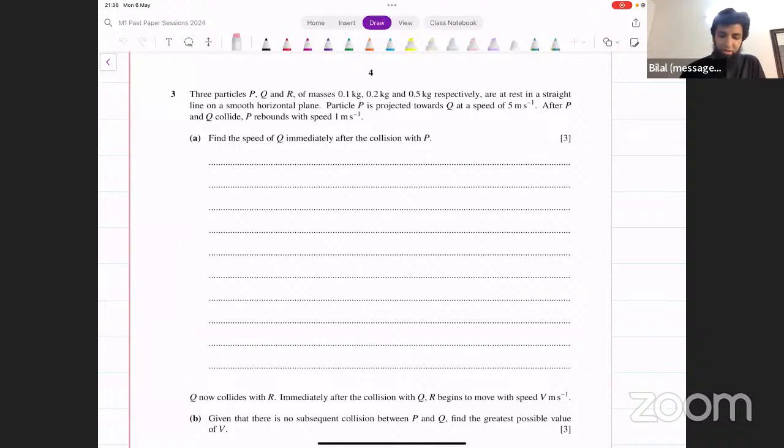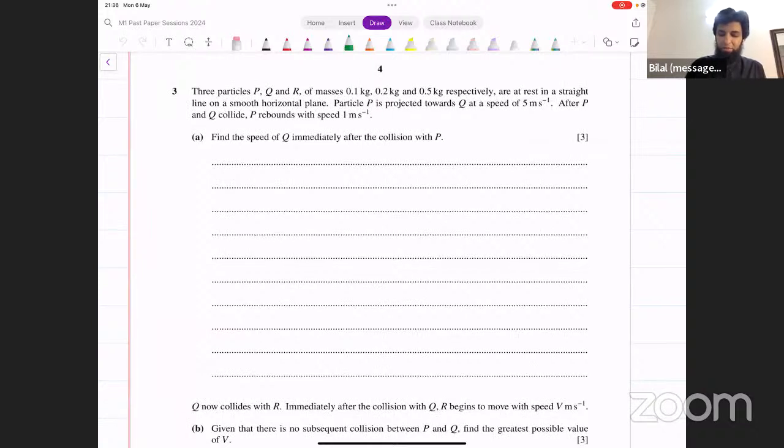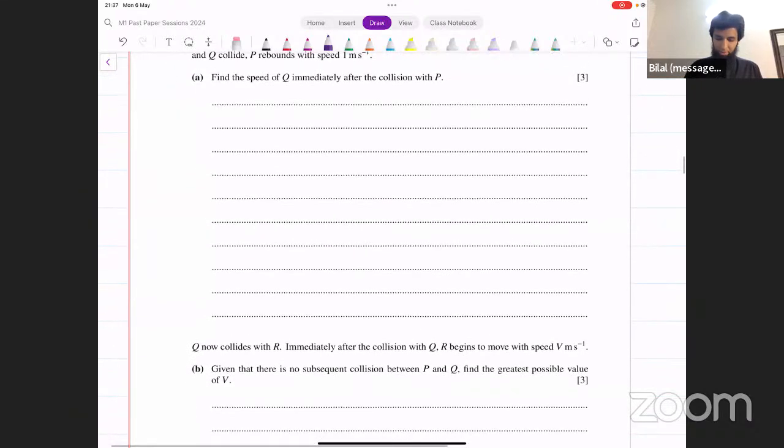Okay, it says three particles P, Q, and R of masses 0.1 kilogram, 0.2 kilograms, and 0.5 kilograms respectively. They are at rest in a straight line on a smooth horizontal plane. Particle P is projected towards Q at a speed of 5 meters per second. After P and Q collide, P rebounds with speed 1 meter per second. Find the speed of Q immediately after the collision with P. The first part is pretty straightforward, right? Yeah, sir. There's no problem with the first part. The second part is a little difficult. So can you tell me the result from the first part? 1 second, sir. That's 3 meters per second.